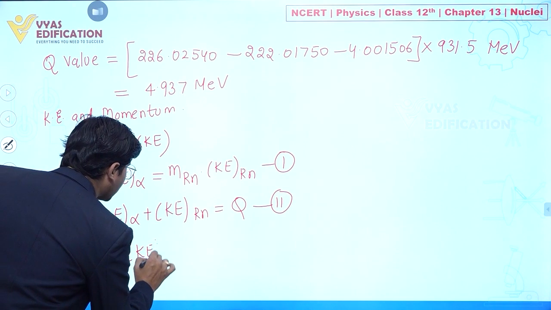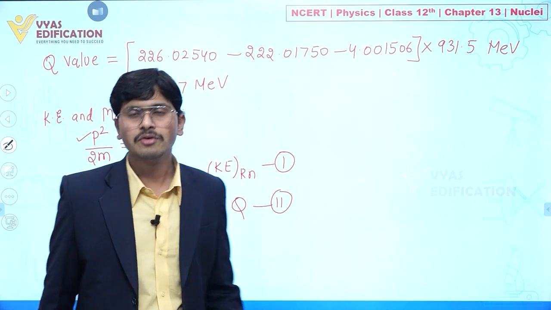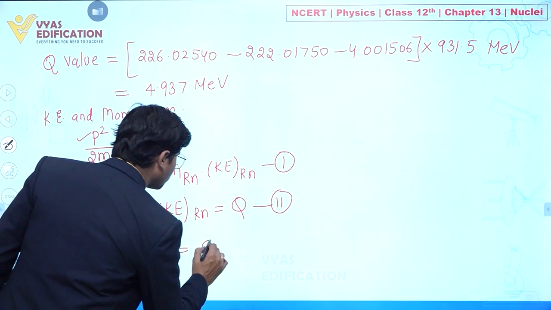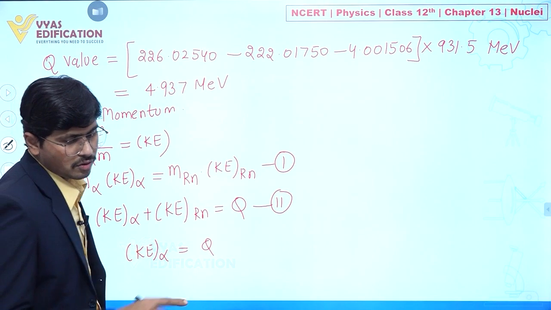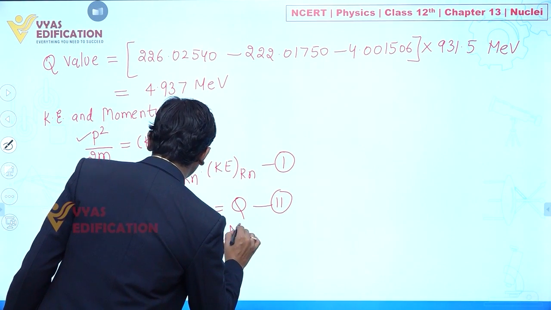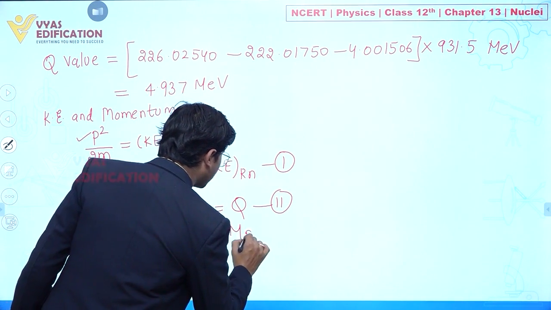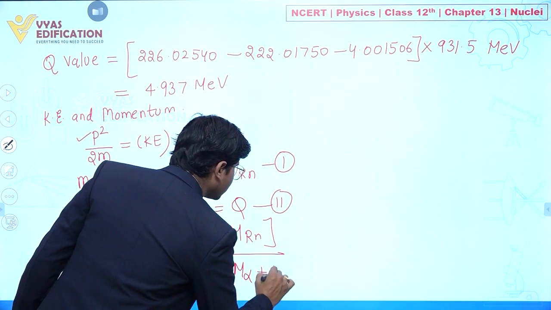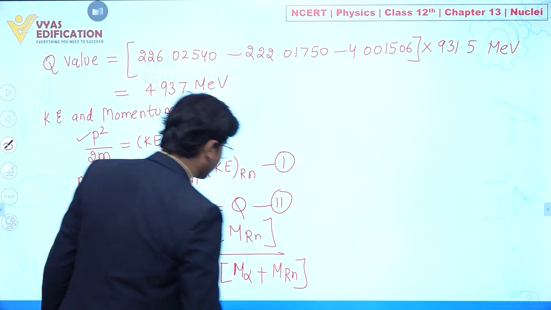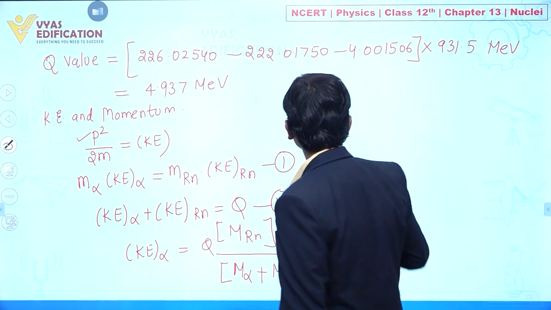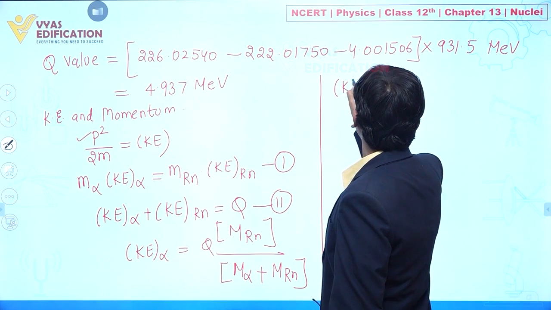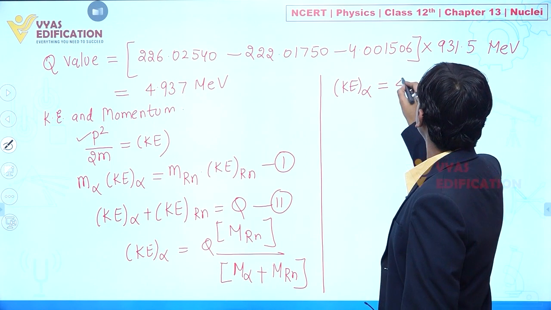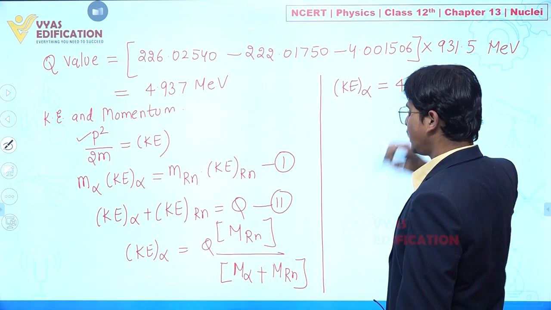So the kinetic energy of the alpha particle is given by a particular formula: Q multiplied by the mass of radon, divided by the mass of alpha particle plus the mass of radon. So now we can write it like this: kinetic energy of alpha particle. What is the value of Q? This is equal to 4.937 million electron volt.